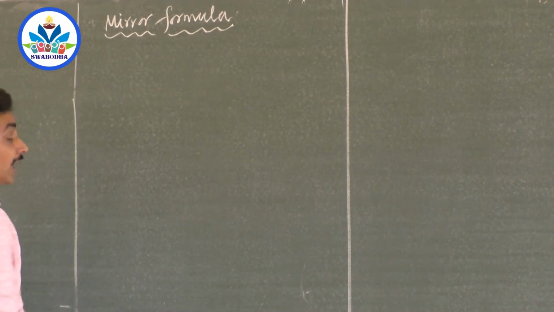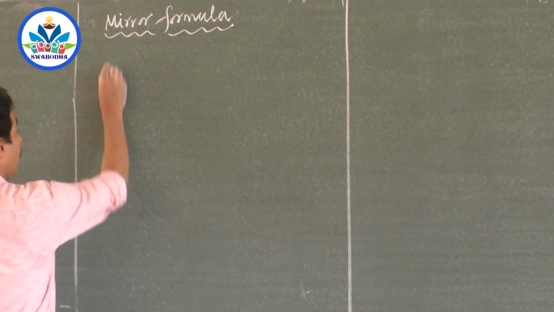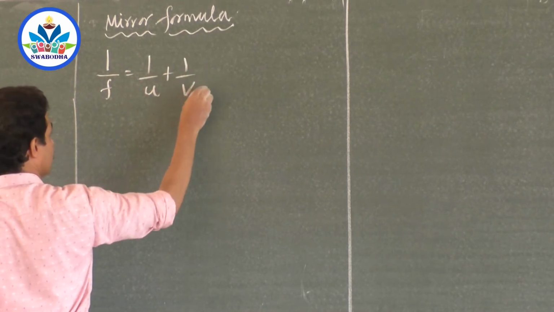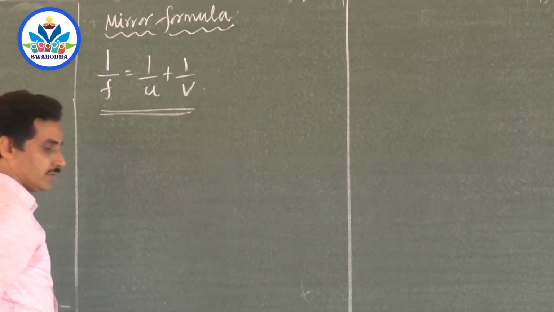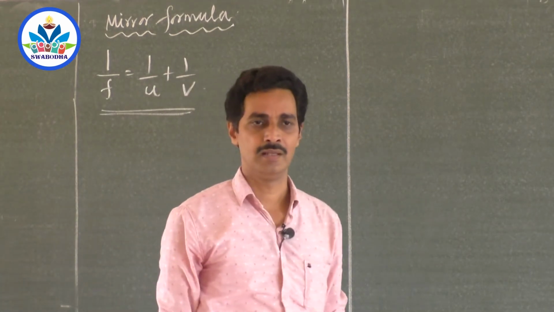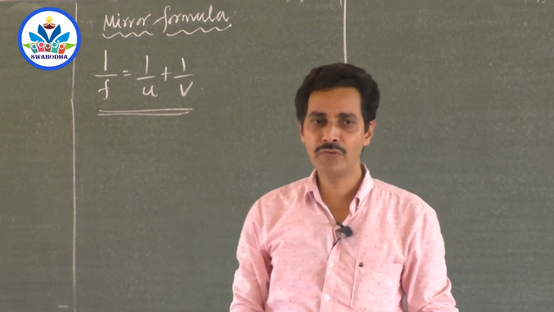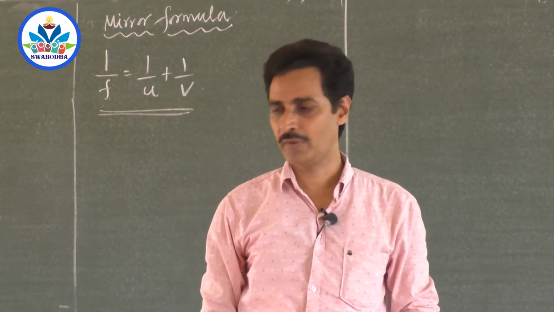So, I will write the formula in the beginning itself. What we are going to get today after the derivation, this is the formula that we are going to get. So, a relation which connects object distance u, image distance v, and focal length f, that is called the mirror formula.